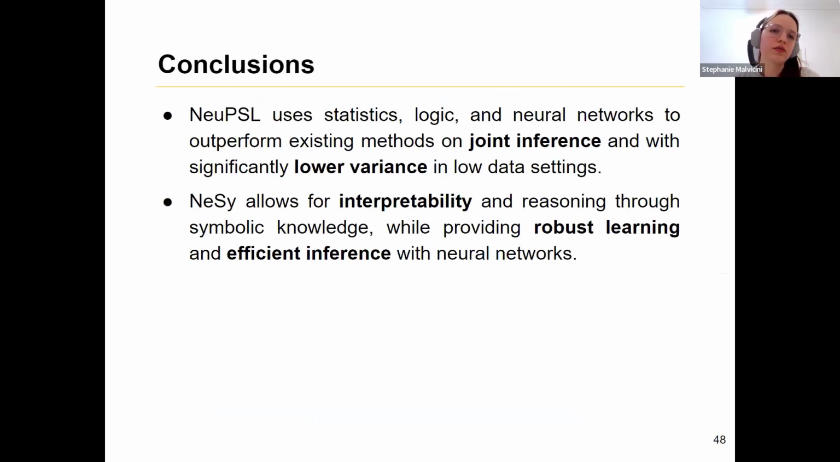And the final conclusion is that NeuPSL uses statistics, logic, and neural networks to outperform existing methods on joint inference, and as we saw, with lower variance in low data settings. And we also know that neurosymbolic computing allows interpretability and reasoning through symbolic knowledge, and it provides robust learning and efficient inference using neural networks.